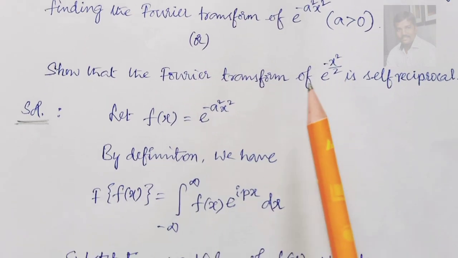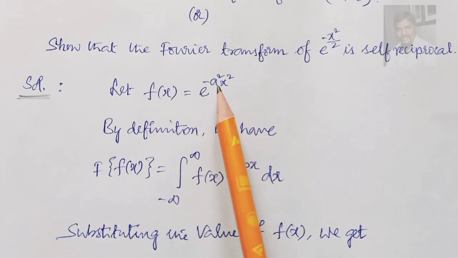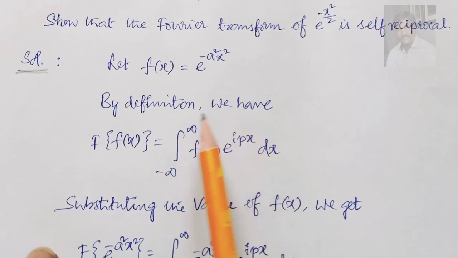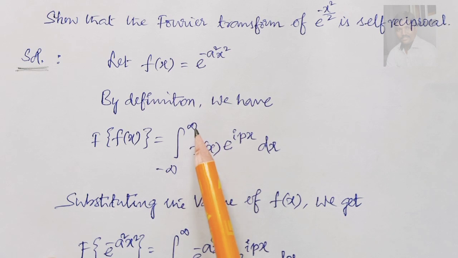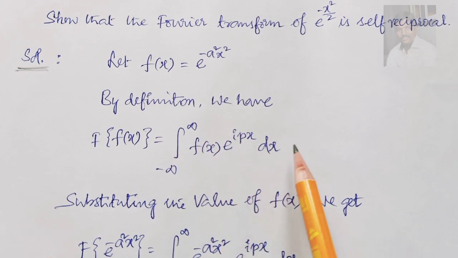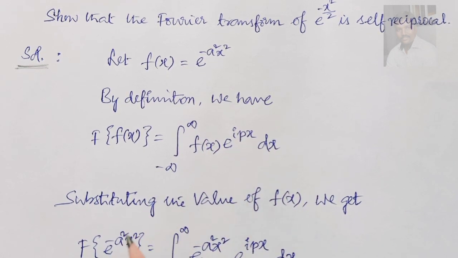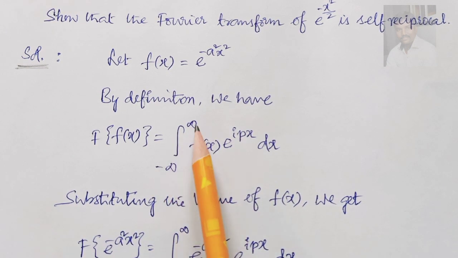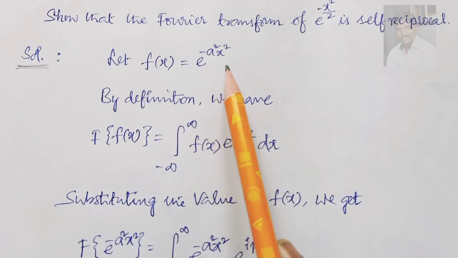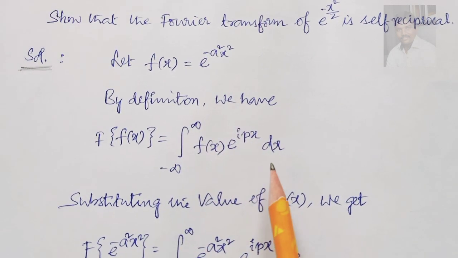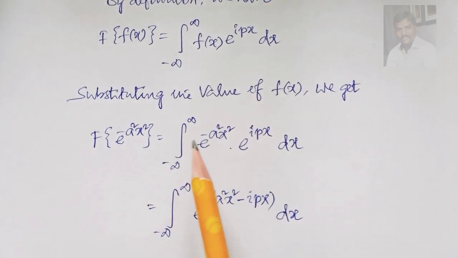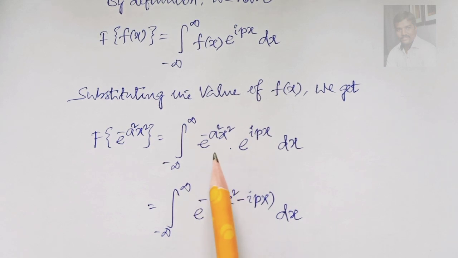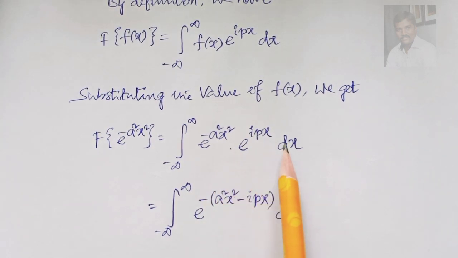Okay. So now from the given problem, f of x is e power minus a square x square. By definition, we have the Fourier transform of f of x is equal to the integral from minus infinity to infinity of f of x e power ipx dx. Now substituting the value of f of x, which is e power minus a square x square, we get capital F of e power minus a square x square is equal to the integral from minus infinity to infinity of e power minus a square x square into e power ipx dx.